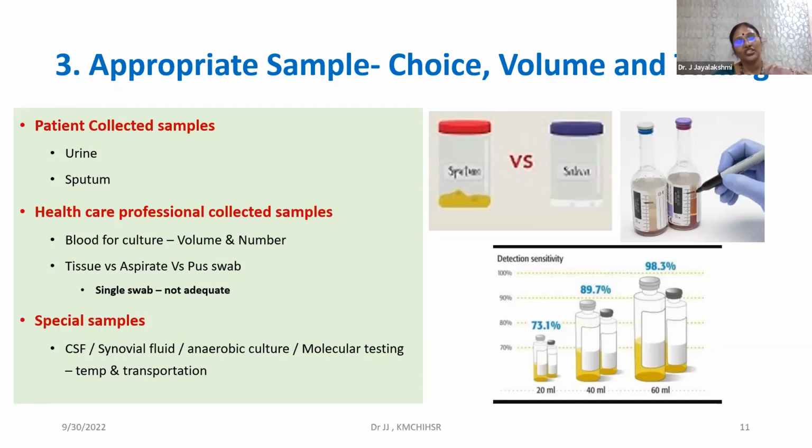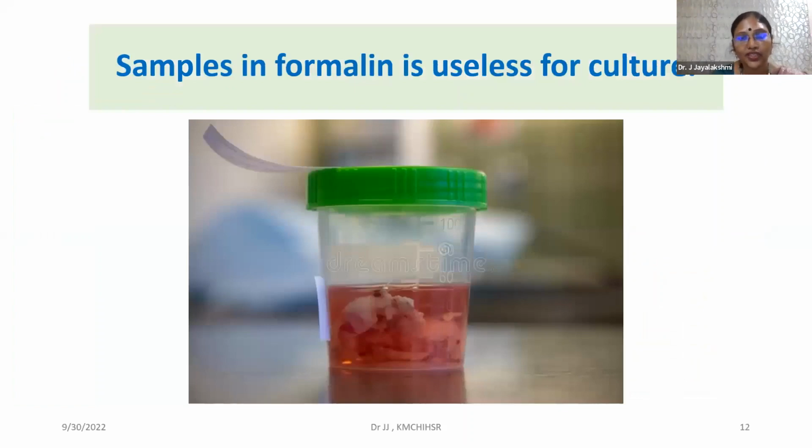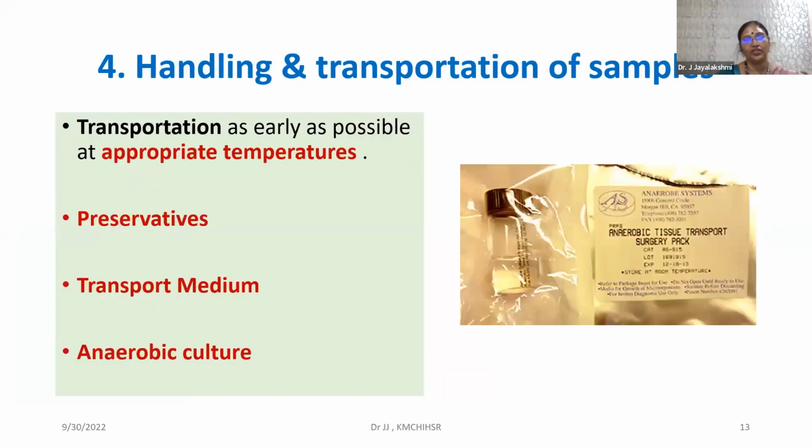Okay, and the procedure in which this sample has to be collected and brought to the laboratory as early as possible in appropriate transportation conditions. Okay. Tissue samples in formalin are never useful for culture, so never use them. The fourth analytical variable, or pre-examination variable, would be sample handling and transportation.